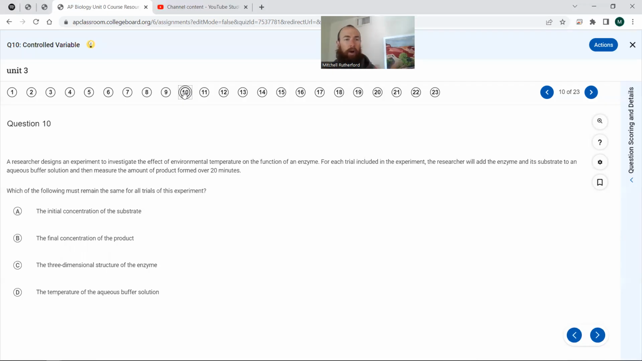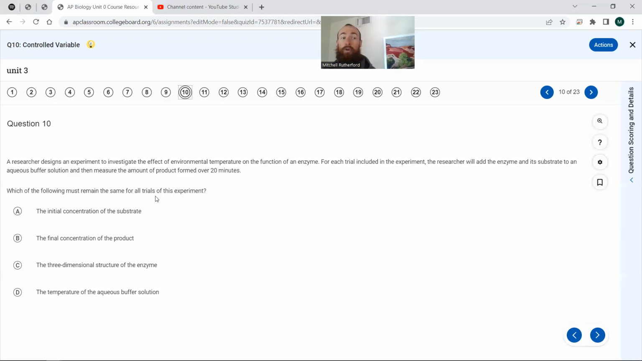So obviously they all have to have 20 minutes. Okay. That has to be a fair race. They're going to be changing the temperatures to see, but everybody gets 20 minutes. Everybody gets the enzyme, and everybody gets the same amount of the enzyme, the same amount of the substrate. All of that has to be exactly the same. And the only thing we're changing, the independent variable, is temperature. So, which must remain the same for all trials of the experiment?